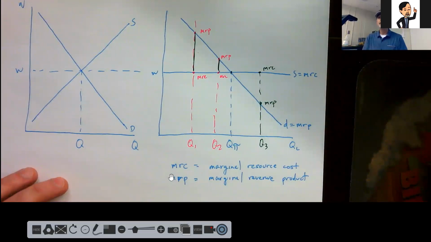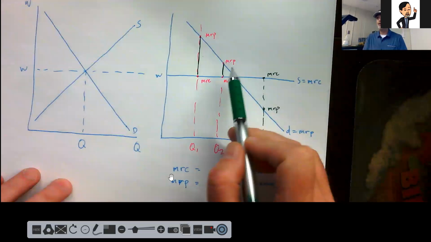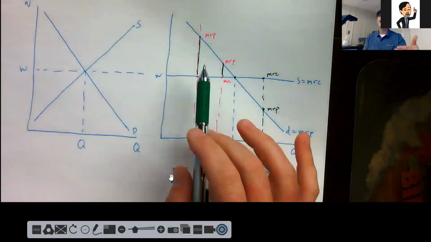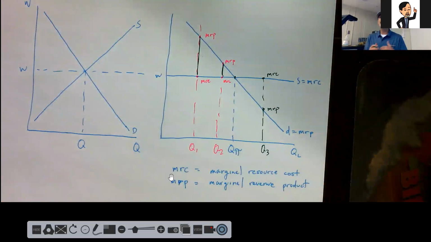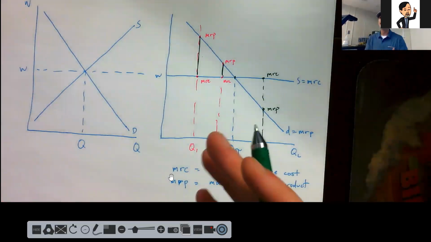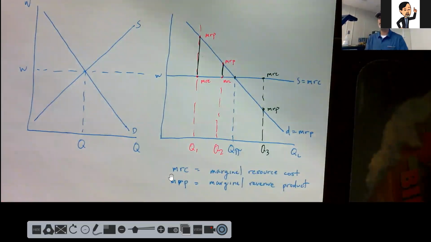These are good units to produce, or good workers to hire in this case. What you want to do is collect all of the good workers that you can possibly collect. We don't want to leave a good worker on the sidelines if they can make us profit. Hire all of the good ones until you get to zero. Okay.